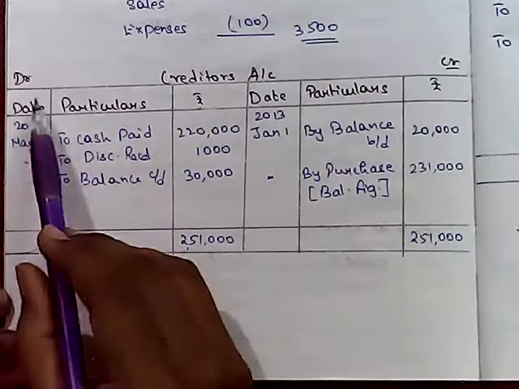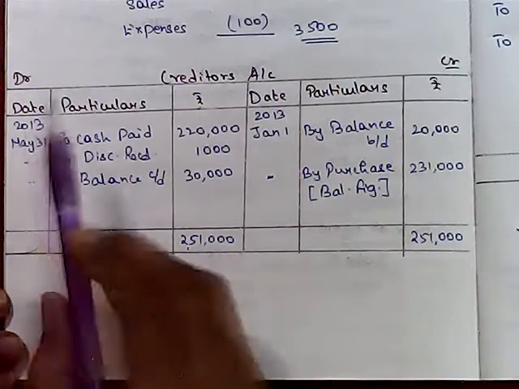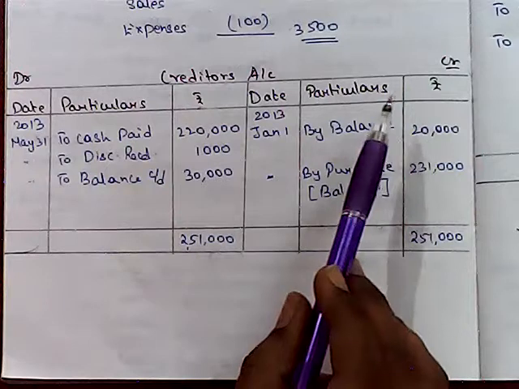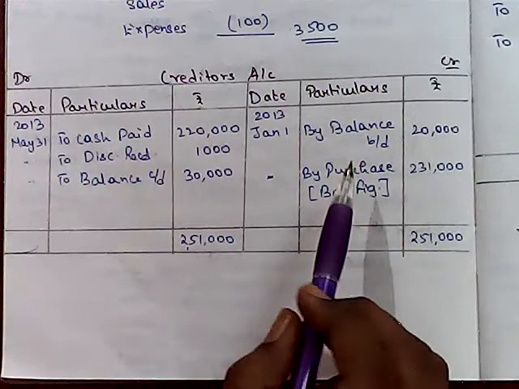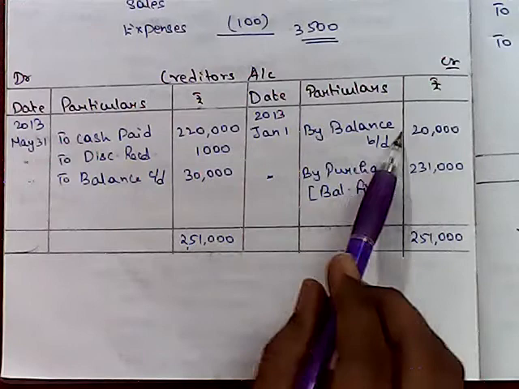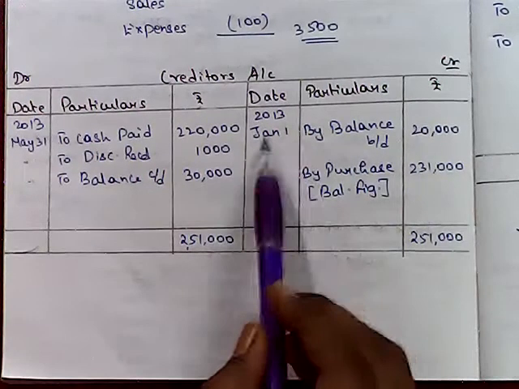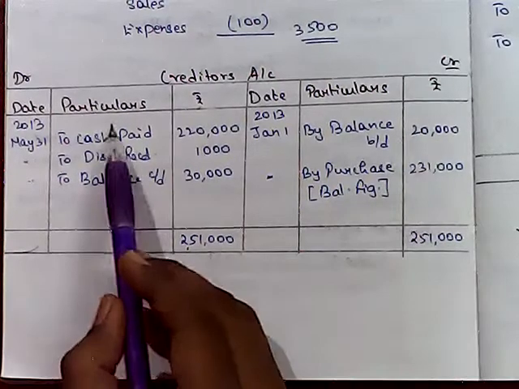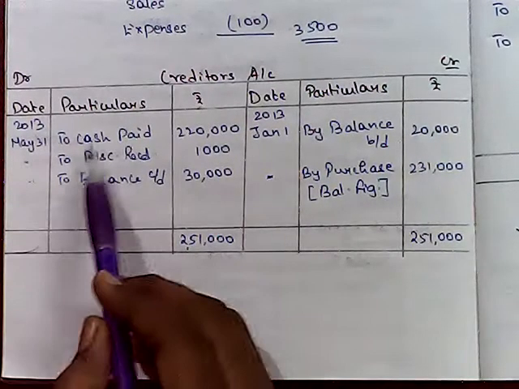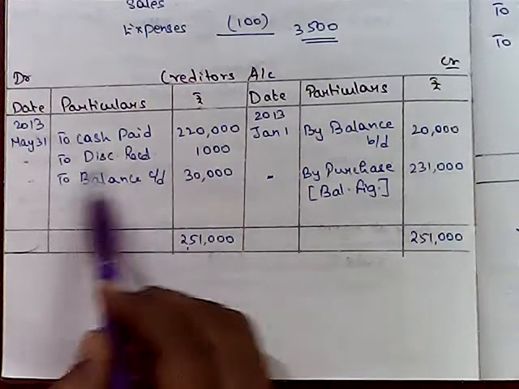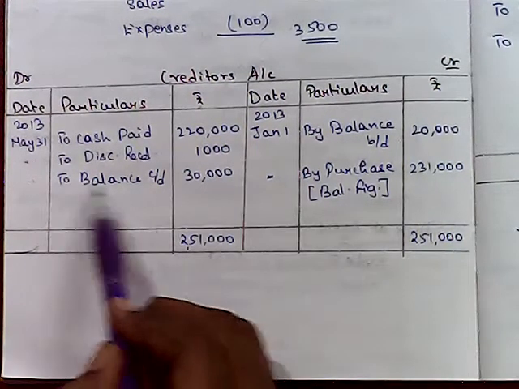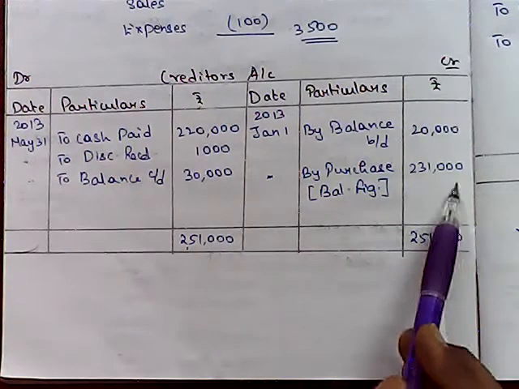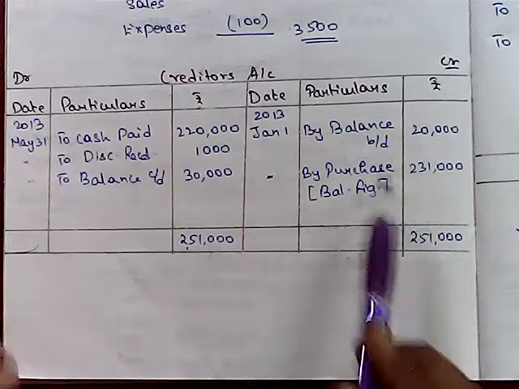So again here in the creditors account, first let's see the credit side, because for creditors it will always be the credit balance. What is the meaning of credit balance? The opening balance would come in the credit side. So 2013 Jan 1st by balance brought down is 20,000. Then going to the debit side, 2013 May 31st to cash paid 2,20,000, to discount received 1,000, and to balance carried down, which is 30,000, all given in the question. So the balancing figure comes in the credit side, which is called by purchase.